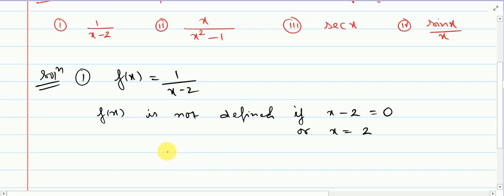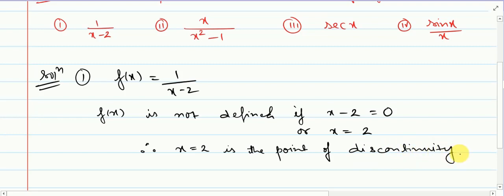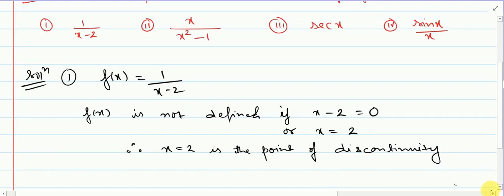So we will write, therefore x equal to 2 is the point of discontinuity. This was for the first one. Now see the second one.